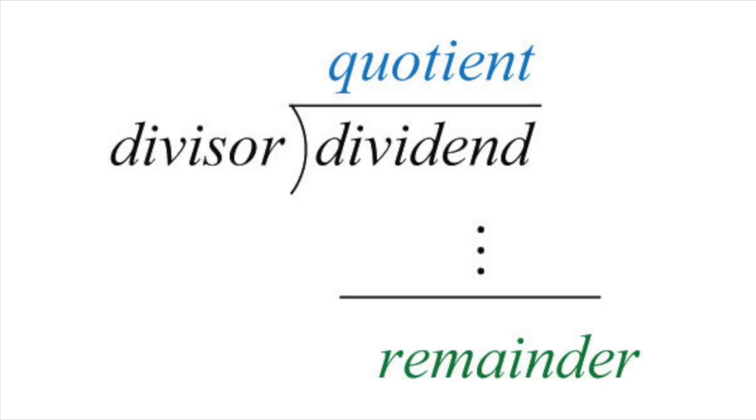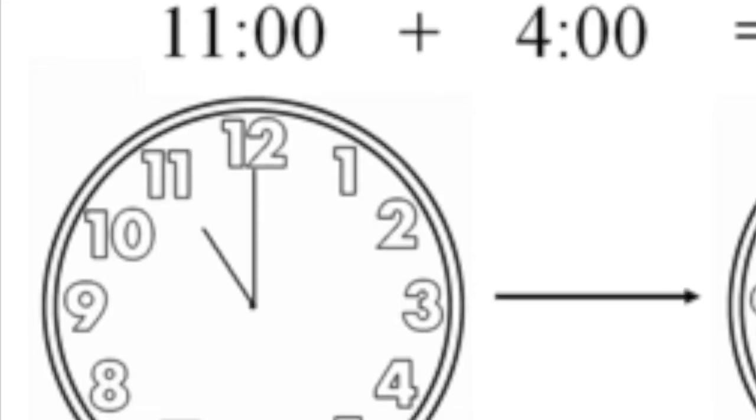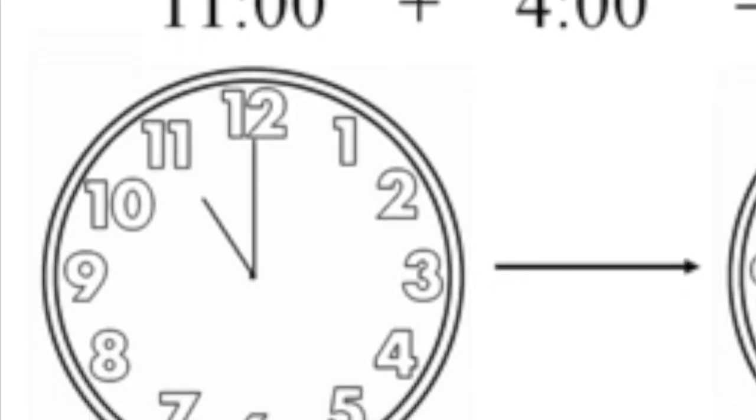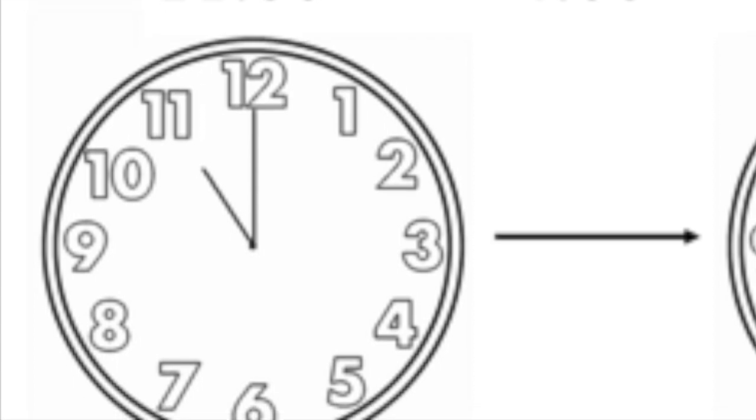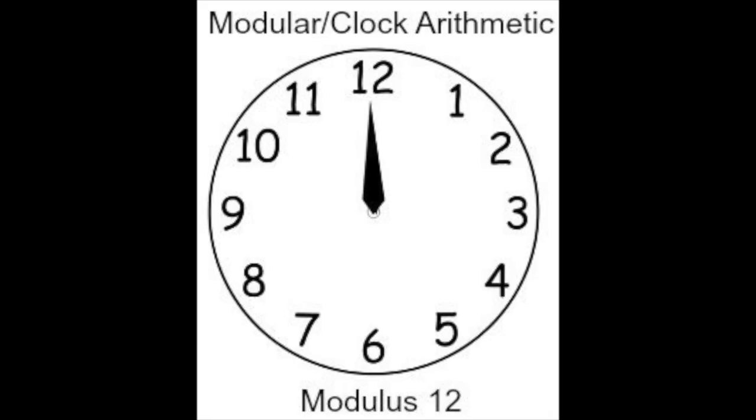Another way we can look at this is the process of long division. With modular arithmetic, we really focus on the remainder. If we look back at our example, 11 plus 4 equals 15, but we want to know what time that is on a clock. We would first note that we are in modulo 12 because there are 12 numbers around the clock.